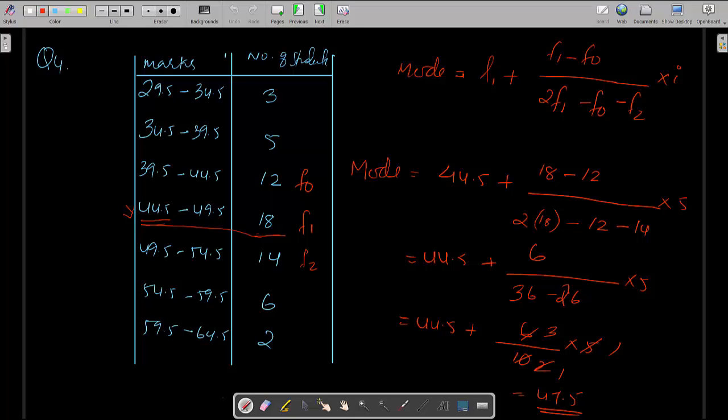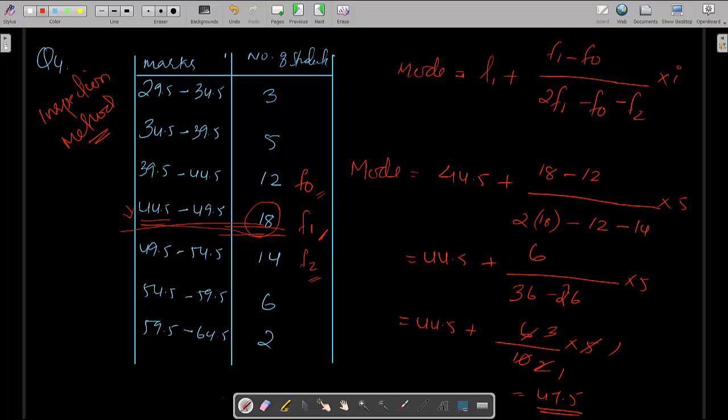Okay, and then you write down the frequency. Now if you write down the frequency, this is the inspection method. If you inspect from here, you see the highest frequency is 18, right? So that means this is your modal class. So here the modal class value will be your F1. Clear? The preceding value frequency will be your F0 and your succeeding value will be your F2.